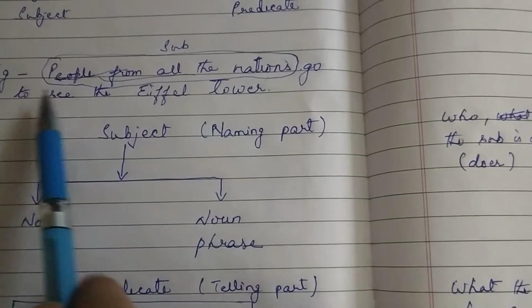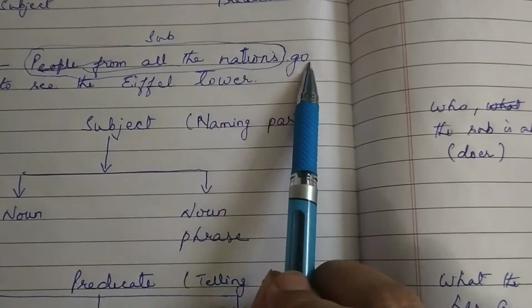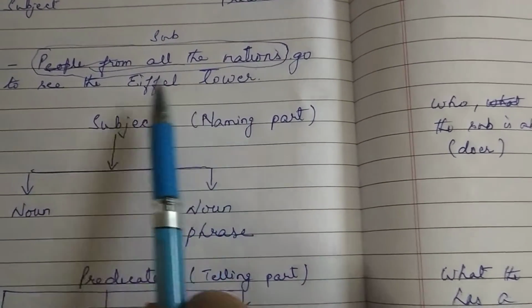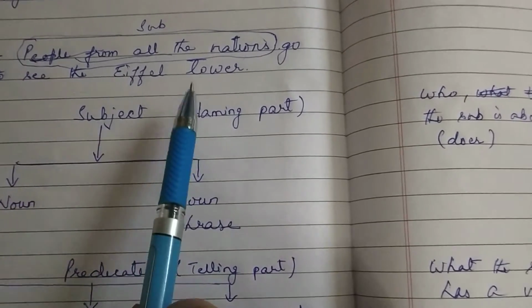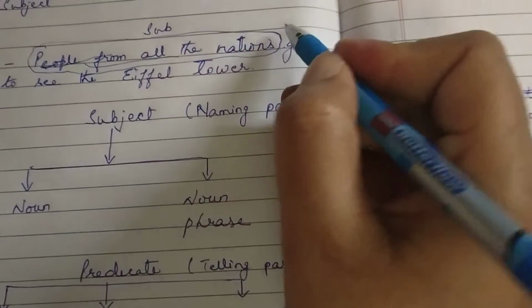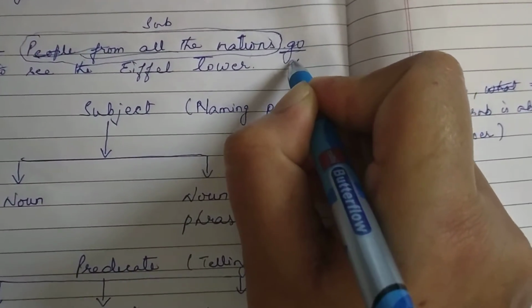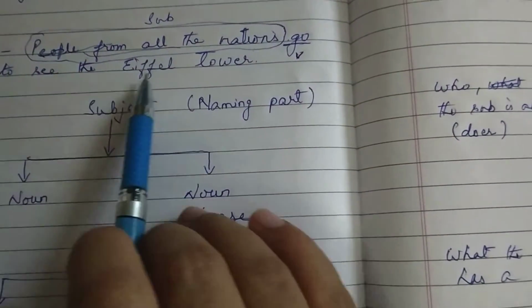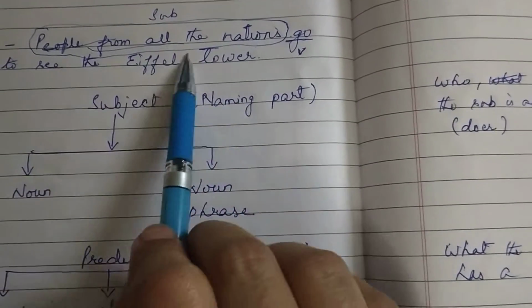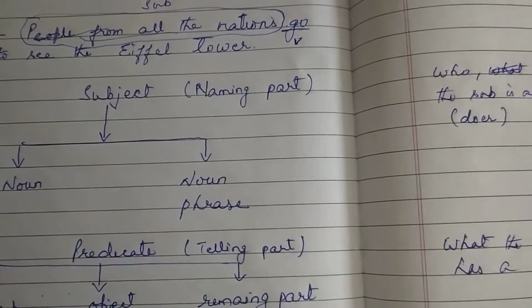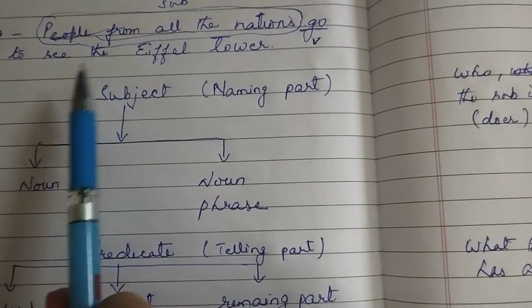Whereas in the other part, go to see the Eiffel Tower, can you make out which word is a verb in this sentence? Go is the verb in this sentence because it is an action word. To see the Eiffel Tower. So where did they go? They go to see the Eiffel Tower. This remaining part of the sentence is the predicate.